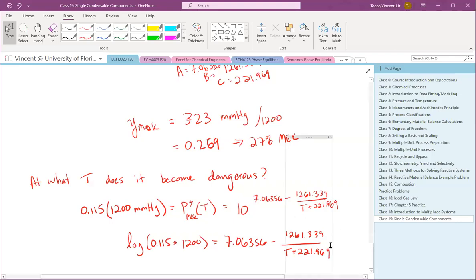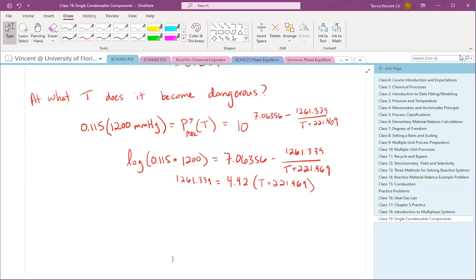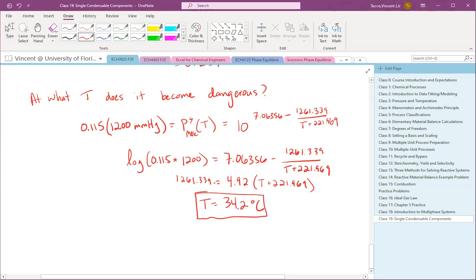Here's an intermediate step of algebra. So I just took the log of both sides to get rid of this 10 to the power of. I can compute the left-hand side and then simply solve for T. So I'd add this term to both sides, subtract this log term from both sides. So here's some more intermediate math, and finally the last step will be solving for T, which is 34.2 degrees C. So if the temperature drops to this value while the pressure stays constant, I'm going to have a potentially dangerous mixture of methyl ethyl ketone.